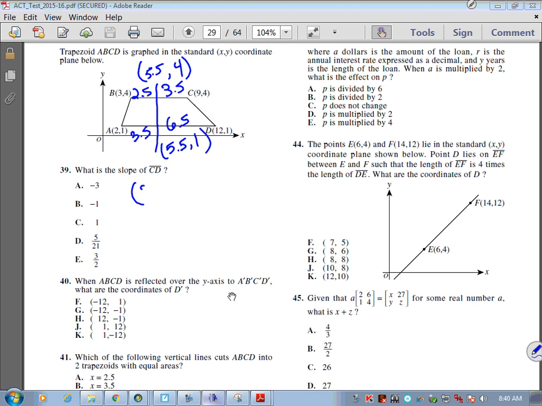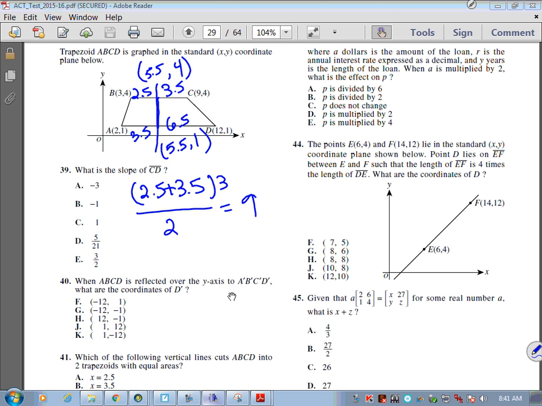So this first one would be 2.5 plus 3.5, and we know the height of this is 3, because from 1 to 4 is 3, right? Times 3 divided by 2. So 2.5 plus 3.5 is 6. 6 times 3 is 18. 18 divided by 2 is 9, right? Not all that hard to do.